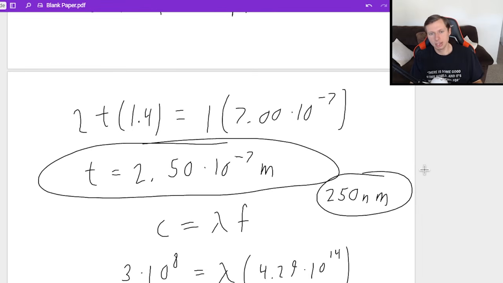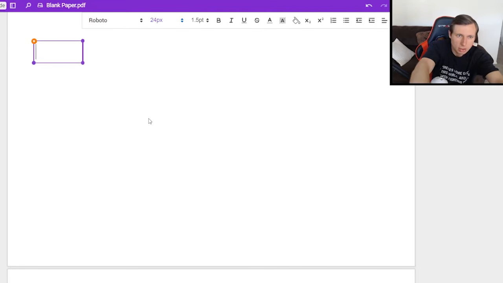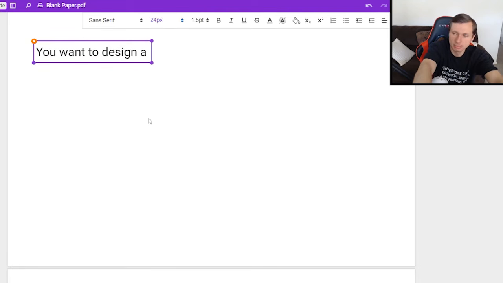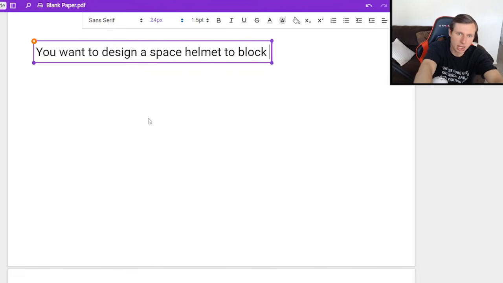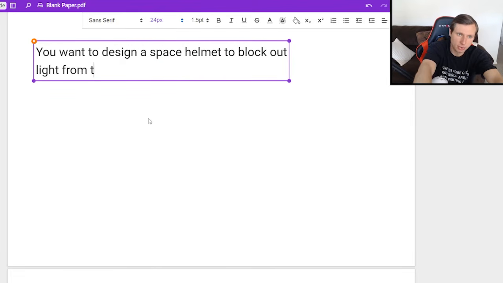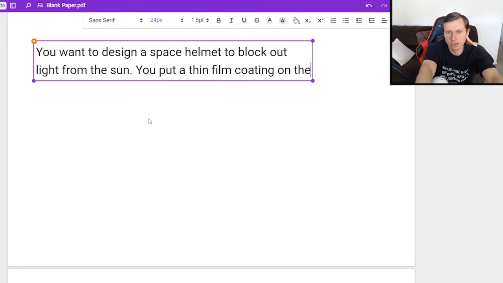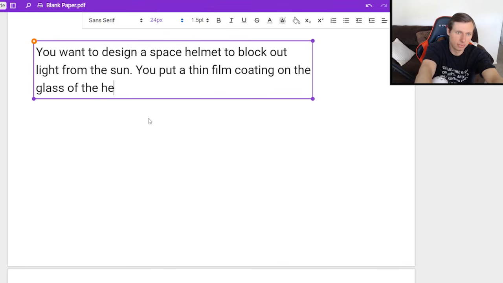Not too bad. Now let's just look at one more. Let's say you want to design a space helmet to block out light from the sun. You put a thin film coating on the glass of the helmet.